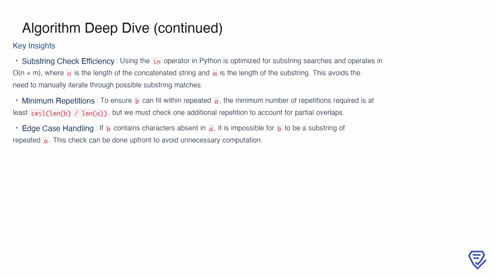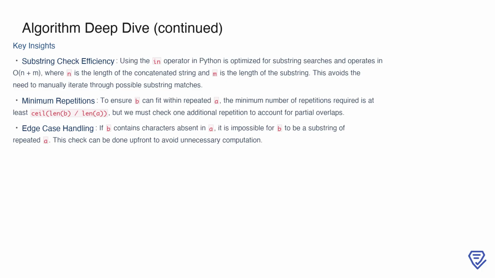To better understand the algorithm, it is useful to highlight some key insights. First, the substring check using Python's in operator is highly efficient, operating in O(n + m), where n is the length of the concatenated string and m is the length of b. This eliminates the need for manually iterating through potential matches, saving both time and effort.